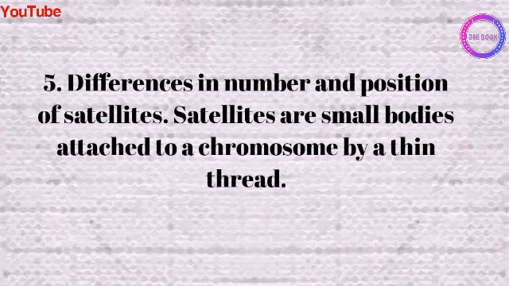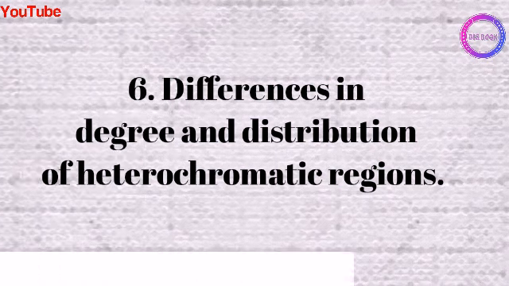Next slide is differences in number and position of satellites. Satellites are small bodies attached to a chromosome by a thin thread. Of course, certain times in the karyotype after arrangement, we will not be able to see the satellites, as we have described in the G group. There will be satellite bodies in the telocentric form of the chromosomes, but certain times, due to certain differences or operations caused, the small bodies will not be present. That also can be observed.